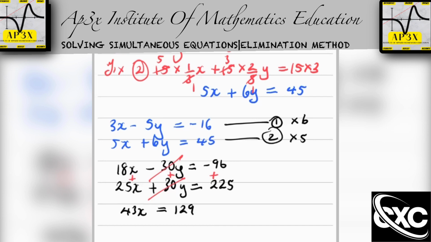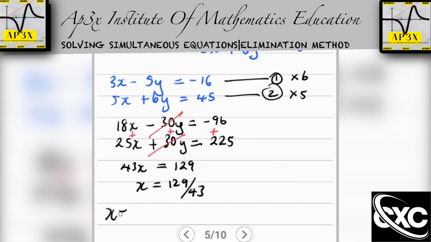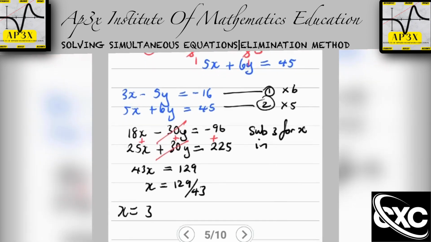And if we therefore go ahead and divide both sides by 43, you're going to find that x is equal to 129 divided by 43. It therefore works out that x is equal to 3. So I'm going to go ahead and sub 3 for x in. Of course, I'm not going to be using equation 2. I'm just going to go ahead and use equation 1.